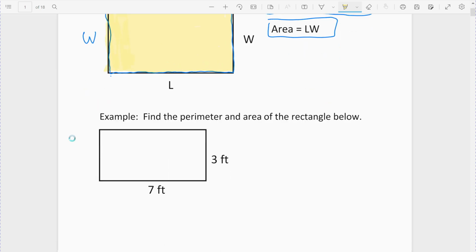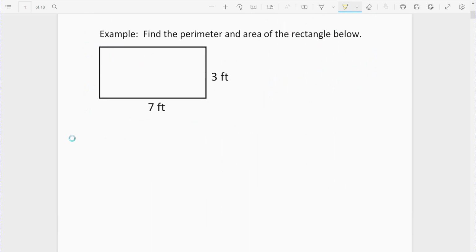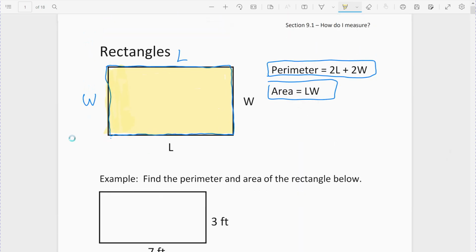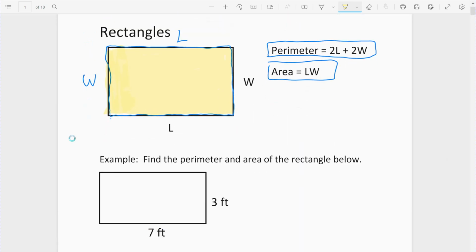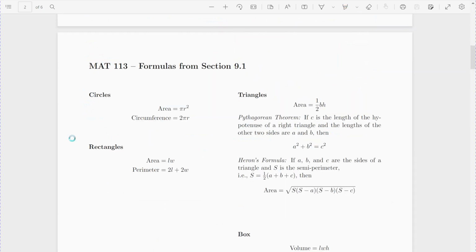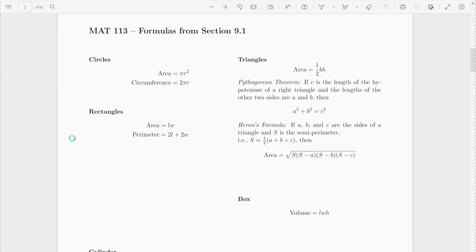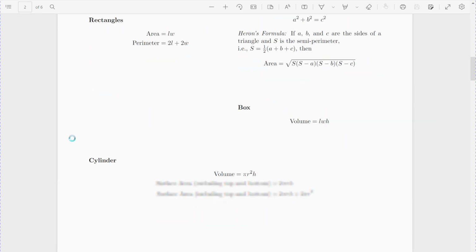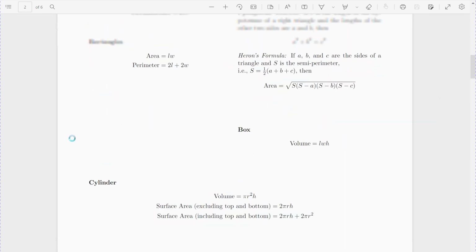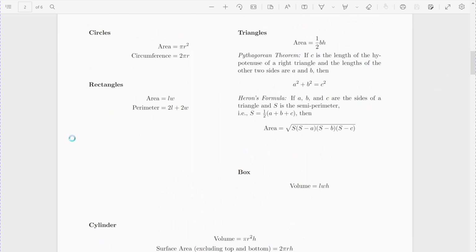Alright, find the perimeter and the area of the rectangle given below. And you don't have to memorize the formulas, although these should be pretty standard formulas. The formulas are given to you here in the notes. Also, if you look at the general formula sheet for the entire class, the second page has all of the formulas for this section. So we're going to, again, like I said, start with rectangles. We'll get to circles, triangles, and then later on we'll get to some more complex shapes. So all of the formulas are there. You just have to know how and where to use them.